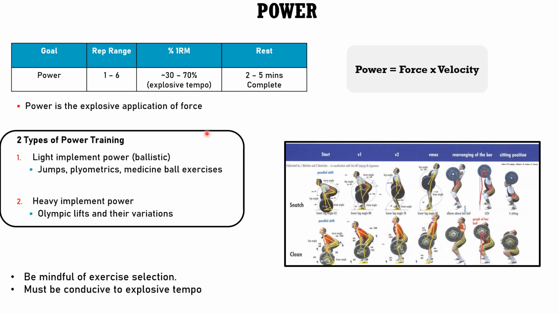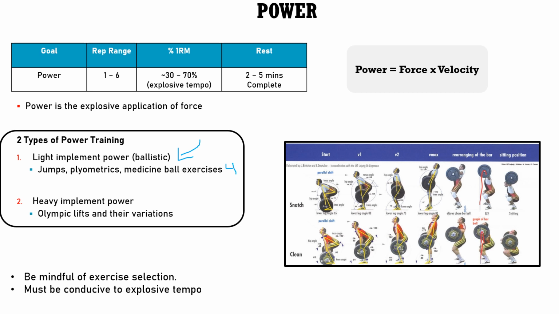If we get a little bit more specific when it comes to power training, we realize we can separate it into 2 different types. We can have what's called light implement power, and this is jumps, plyometrics, and medicine ball type of exercises. These things are performed very, very fast because, again, the implement is very light. You're either just moving your body weight or perhaps a 4-pound or 6-pound medicine ball.